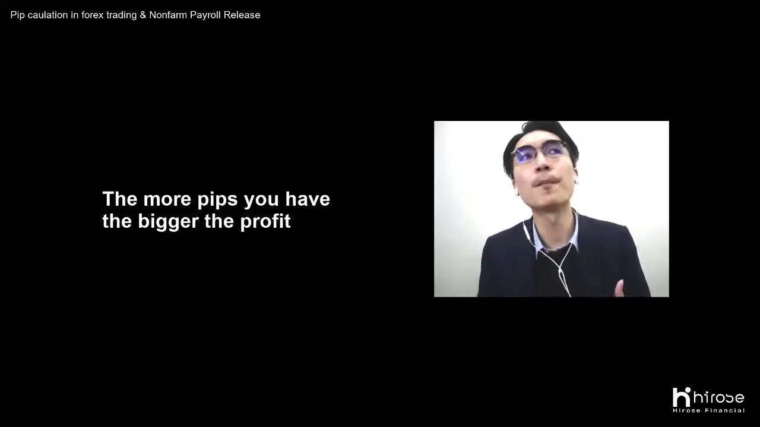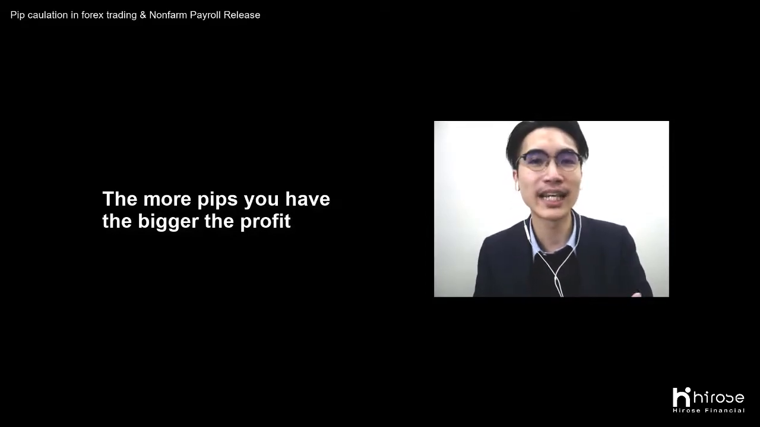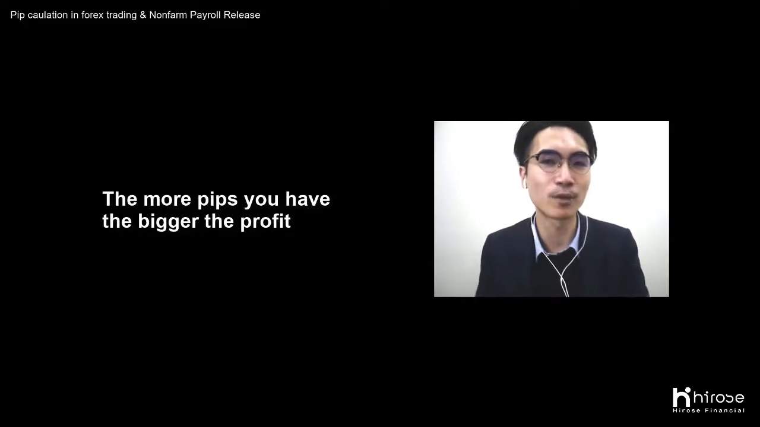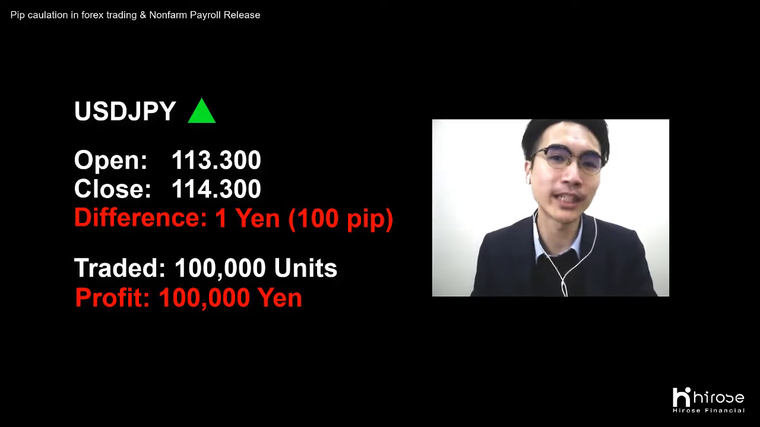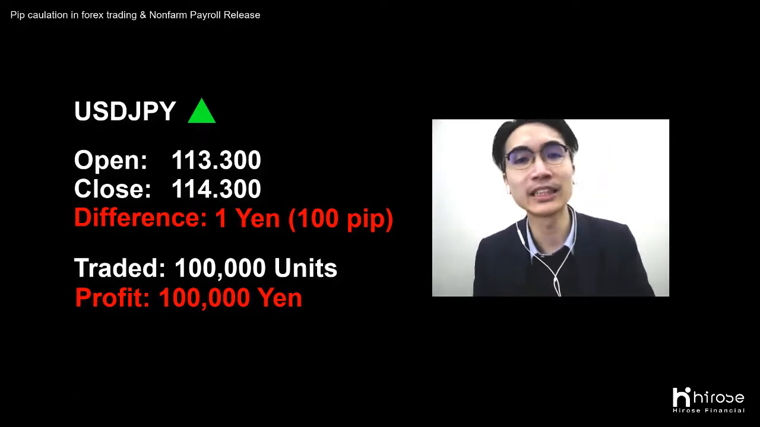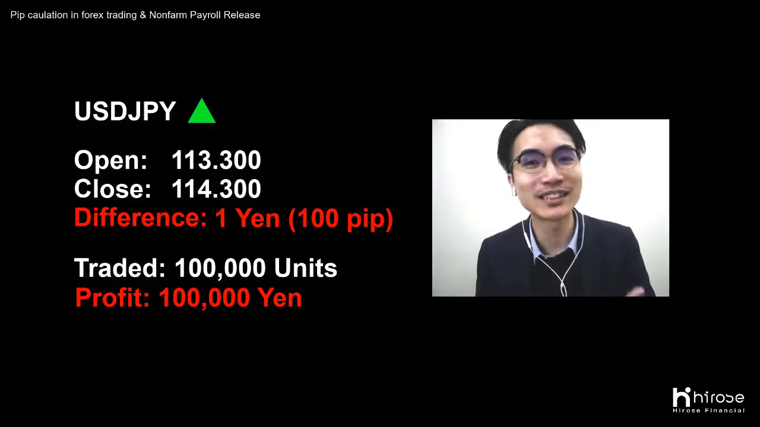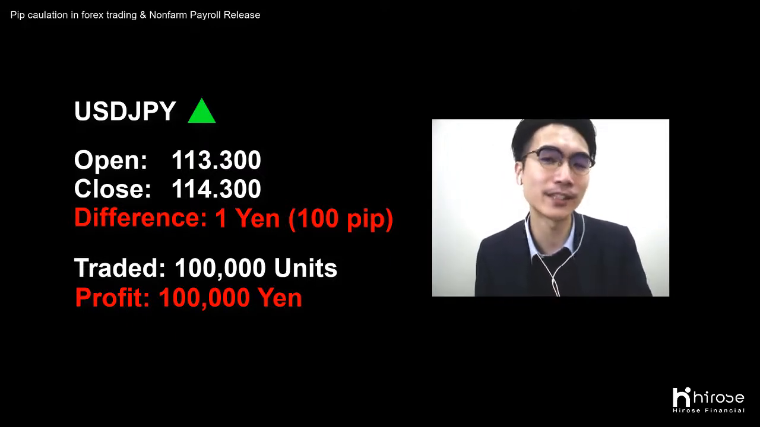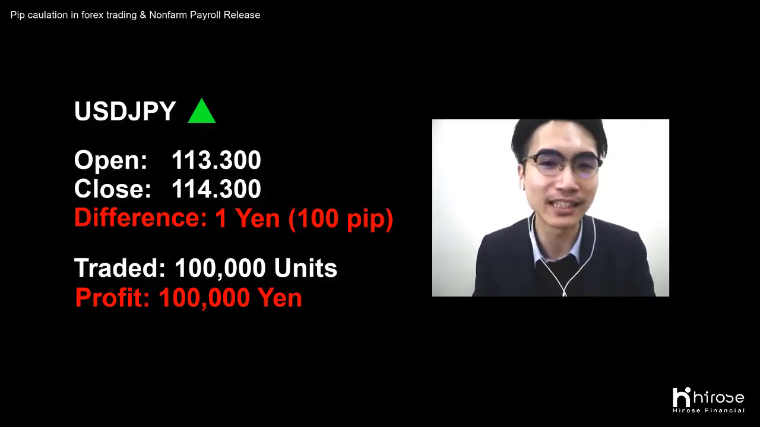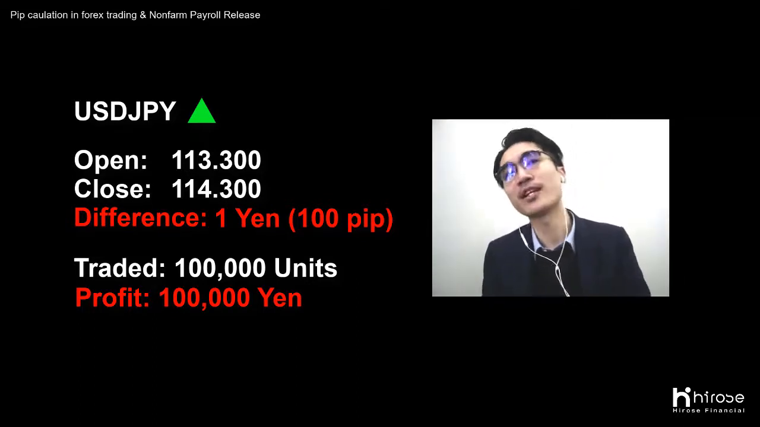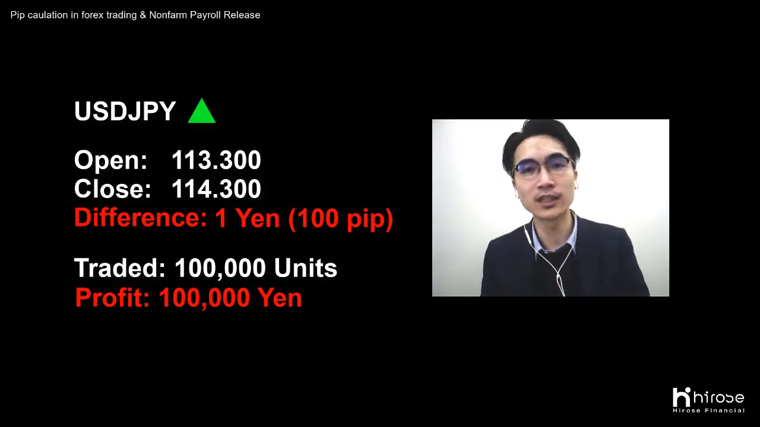As long as we have more pips, we can expect to have more returns. As I mentioned in last week's explanation, if I traded 100,000 units in US dollar and Japanese yen, as long as the price difference is 1 yen, the pip is 100 pips.